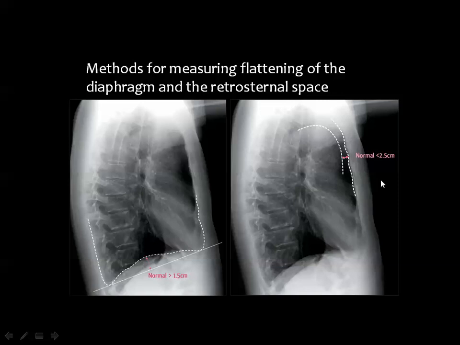And this is the way you can measure the retrosternal space, which is the distance from the back of the sternum to the anterior border of the ascending aorta.